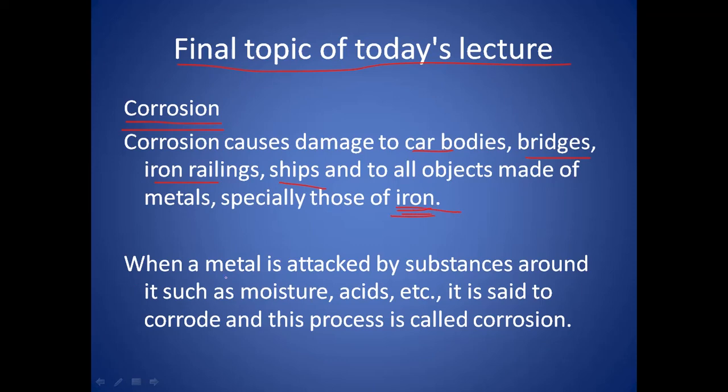What happens when a metal is attacked by the substances around it, such as moisture, acid, etc.? When moisture and acid come in contact with the metal, it is said to corrode, and this process of getting corroded is called corrosion. That's the only thing. When any metal gets in contact with moisture and acid, it gets corroded, and this process is called corrosion.